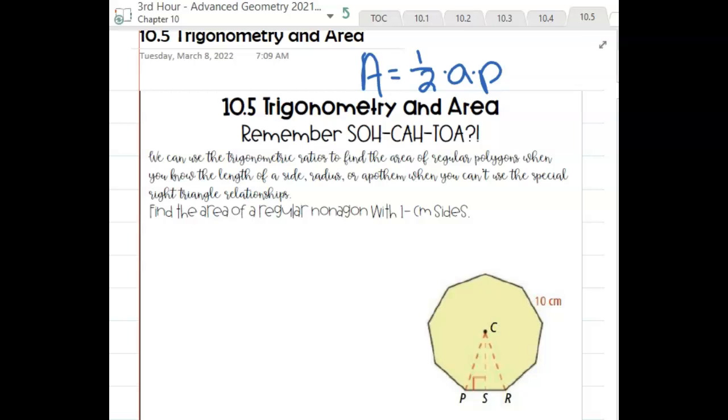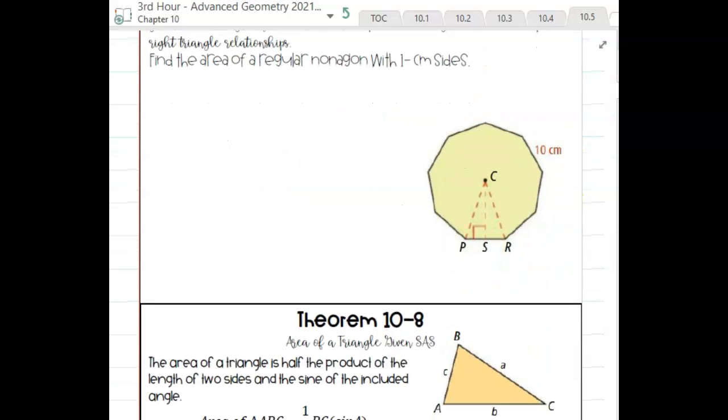So, let's do this down here. I do have a little typo here. It should be with 10 centimeter sides, not 1 centimeter sides. We want to find the area of a regular nonagon with 10 centimeter sides. So, a nonagon, 9 sides. If you were to draw all of the radii, how many big triangles would we get? 9, because it's a nonagon, right? You would draw 9 radii to separate it into 9 triangles.